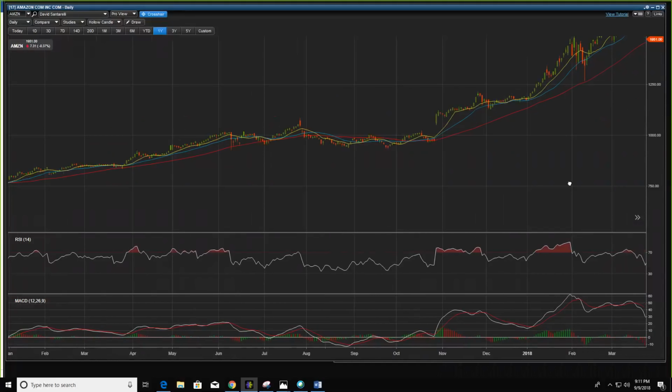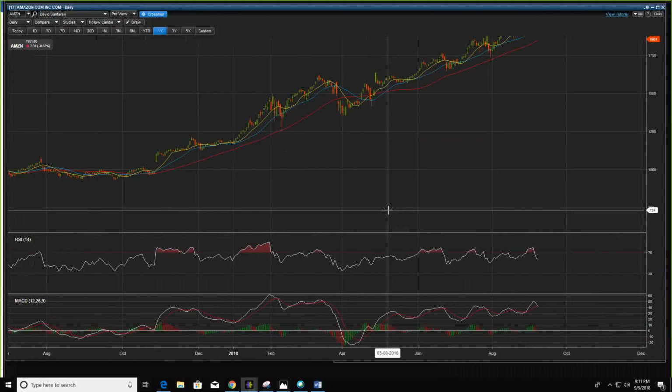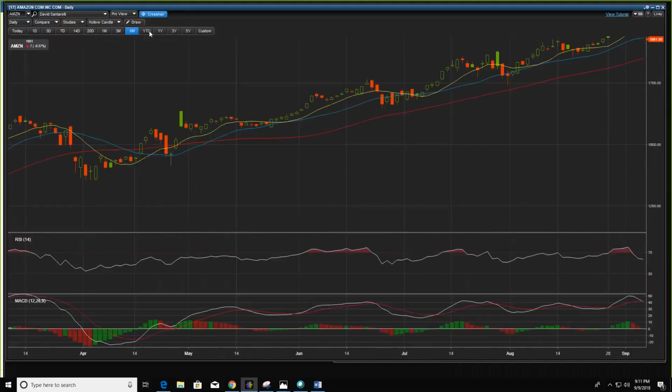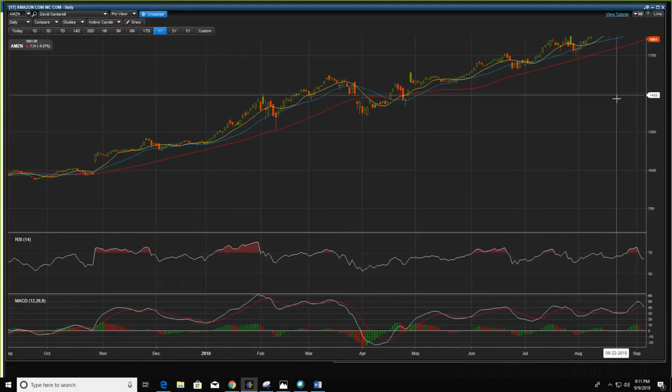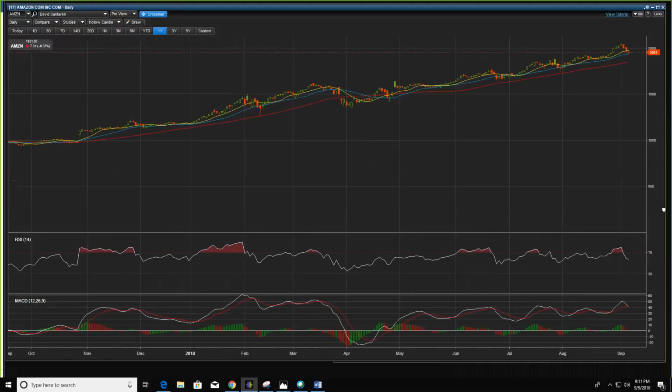So here's the type of run that we're looking for. And the reason why I took the 10-day SMA out of this is, like I said, let me get rid of these.